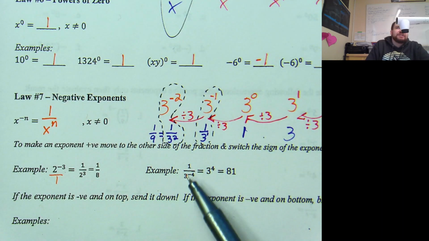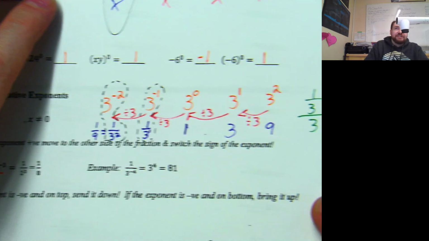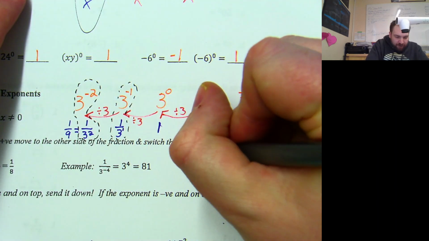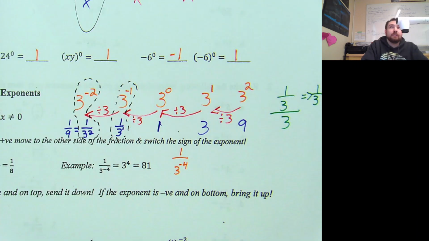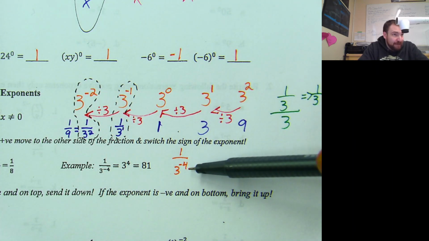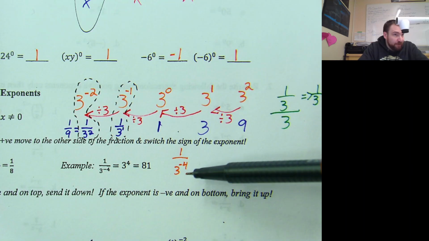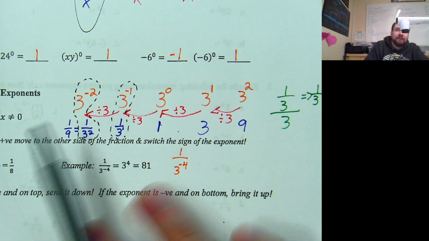What if the thing was in the denominator? So let's take a look at that here. I'm going to write this next to it. I have 1 over 3 to the negative 4. Well, I don't want the negative exponent. I only want positive exponents. So to take 3 to the negative 4 and make it a positive exponent, what I'm going to do is what I did over here.